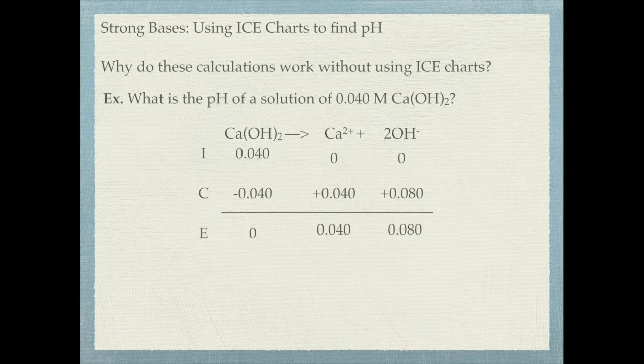To find the pH, since I have the concentration of hydroxide at equilibrium, I need to first find the pOH. So the pOH is just the negative log of 0.08. That gives me 1.10, which means the pH is going to be 14 minus that, which is 12.90. Now notice I have 2 decimal places, because there are 2 sig figs in the values I'm using.